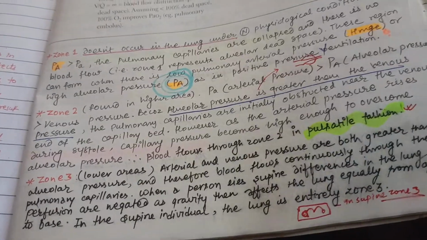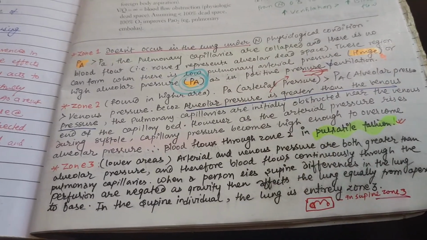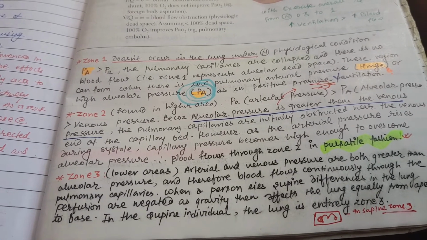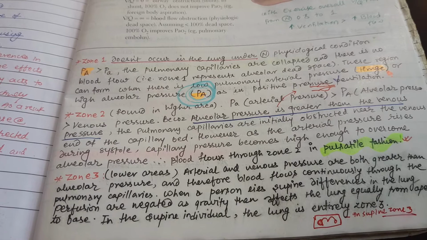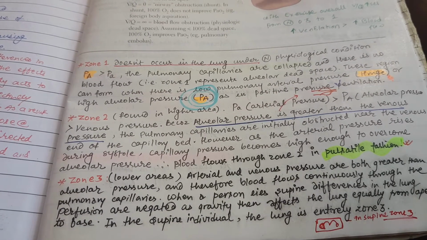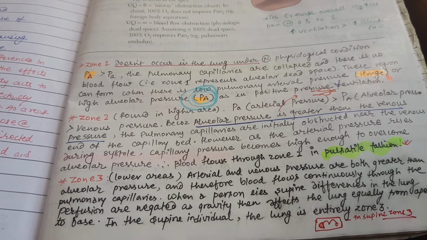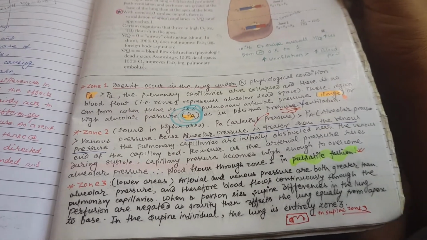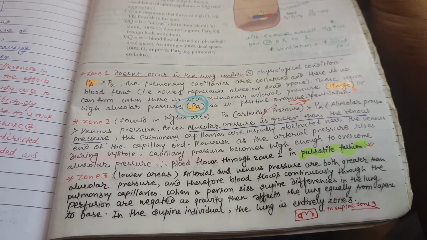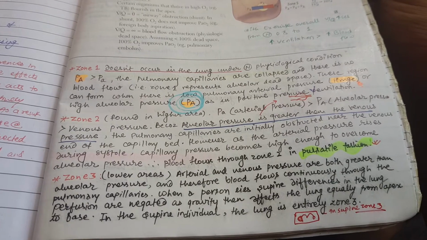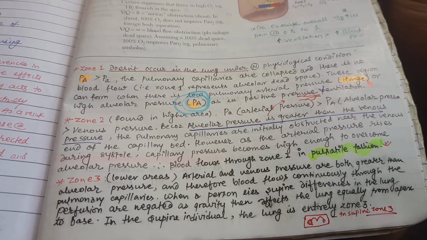Now I want to add something about the different types of zones. This is actually very, very easy. In zone 1, the alveolar pressure is more than the arterial pressure. Capital A is alveolar, so alveolar pressure is more than the arterial pressure in zone 1.